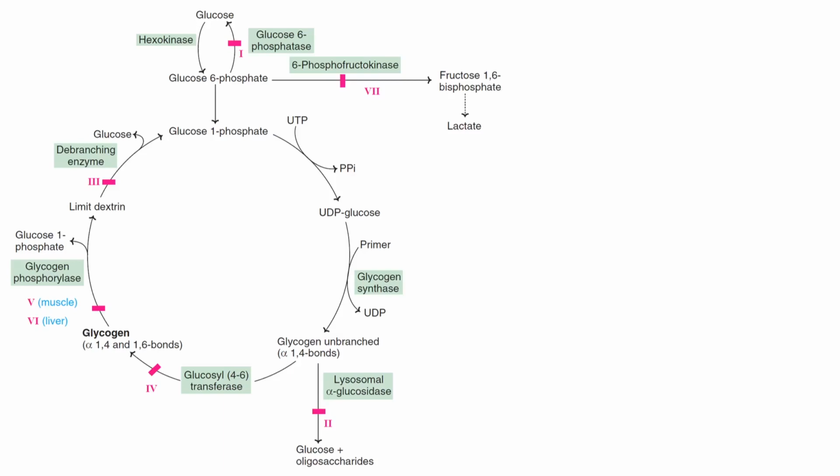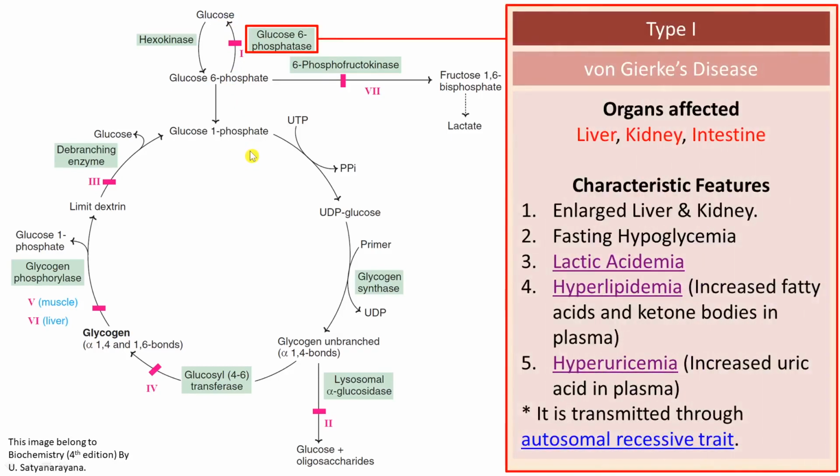If there is deficiency of glucose 6-phosphatase enzyme, which helps in conversion of glucose 6-phosphate to glucose in glycogenolysis, then there will be occurrence of type 1 glycogen storage disease, which is also known as von Gierke's disease. The organs which are affected in this disease will be liver, kidney and intestine. The characteristic features of this von Gierke's disease include increase in the size of liver and kidney.